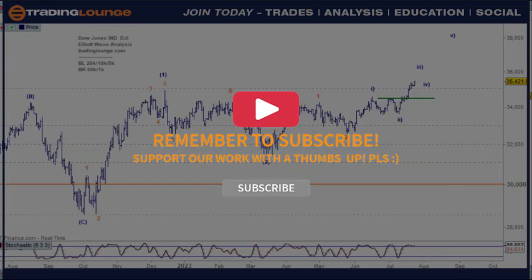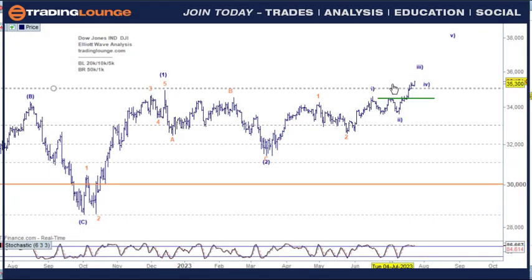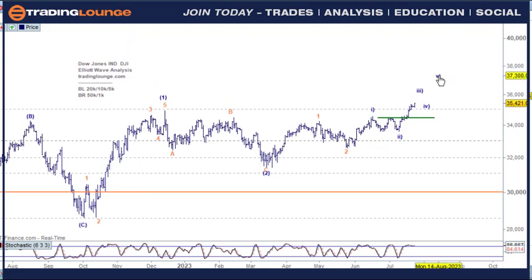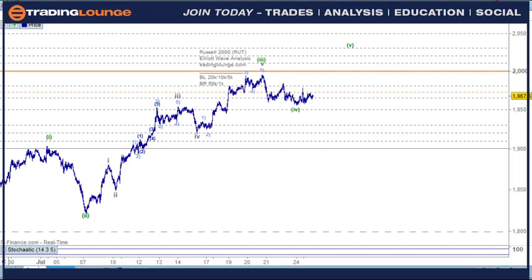So the DJ was a bit slow to move off, but it's making some legs here, but I can't see how I can fit it into that wave 3 here. So I'll just stay with this particular count for the time being on that.